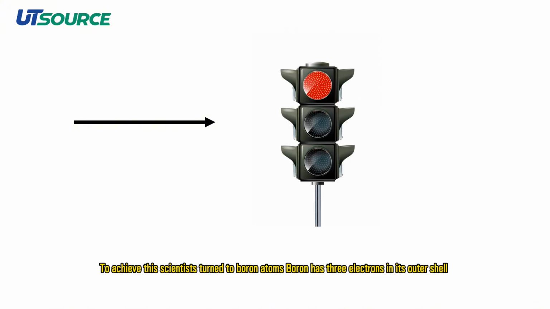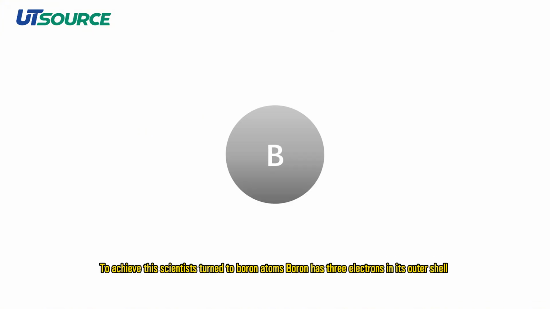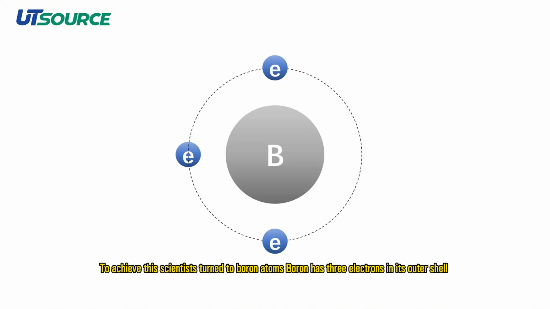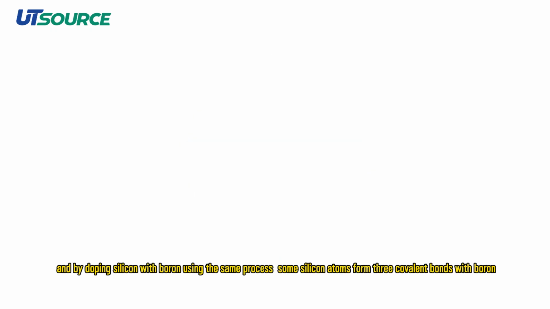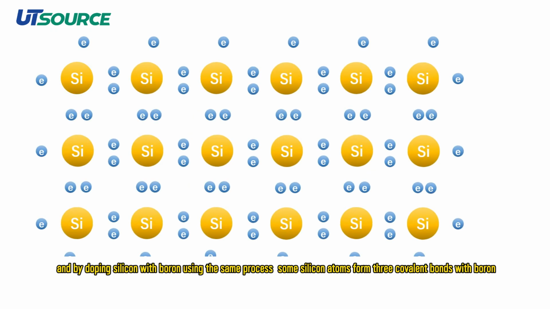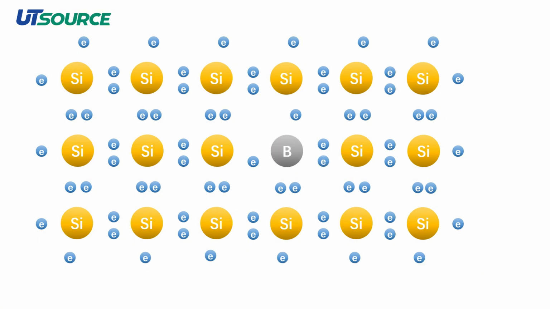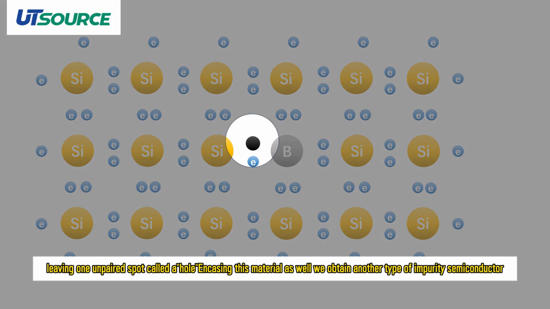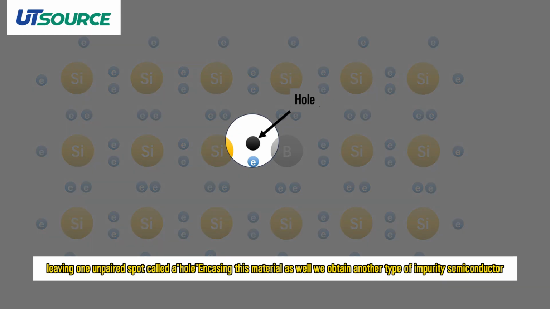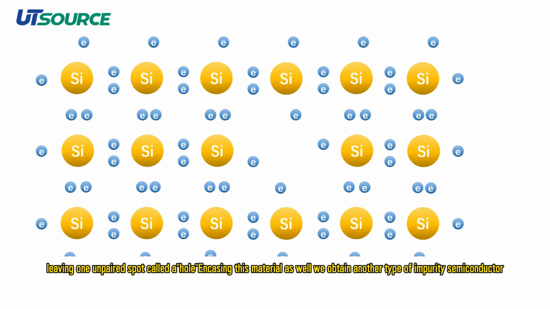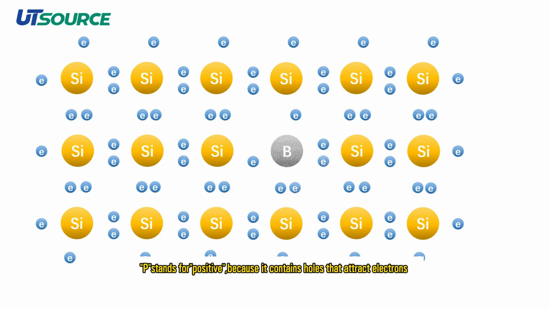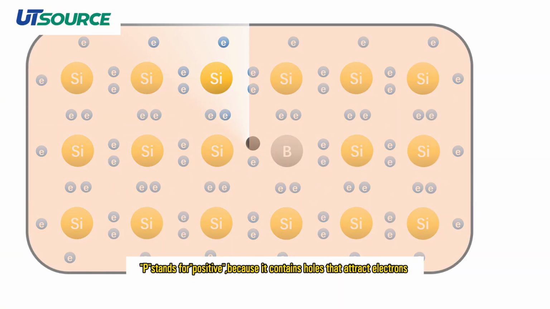To achieve this, scientists turn to boron atoms. Boron has 3 electrons in its outer shell. And by doping silicon with boron using the same process, some silicon atoms form 3 covalent bonds with boron, leaving 1 unpaired spot called a hole. Encasing this material as well, we obtain another type of impurity semiconductor. P stands for positive because it contains holes that attract electrons.